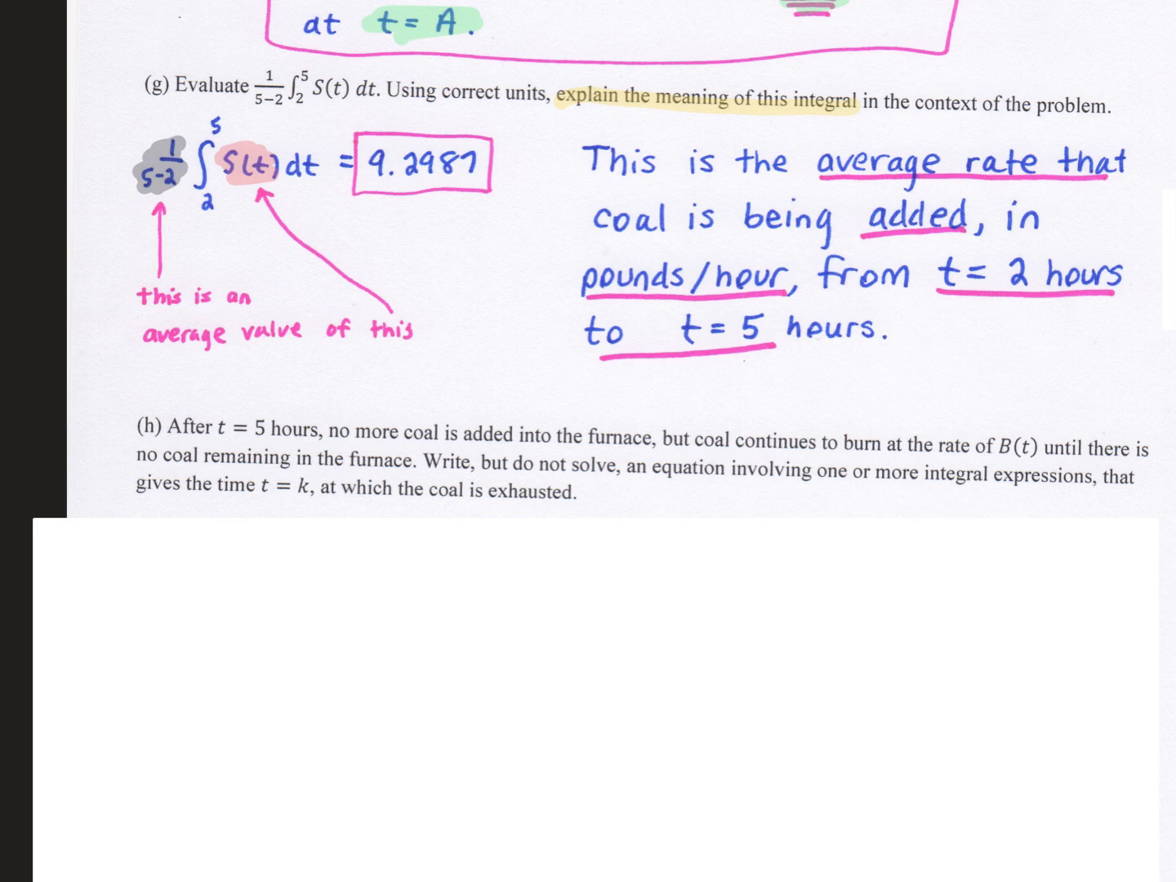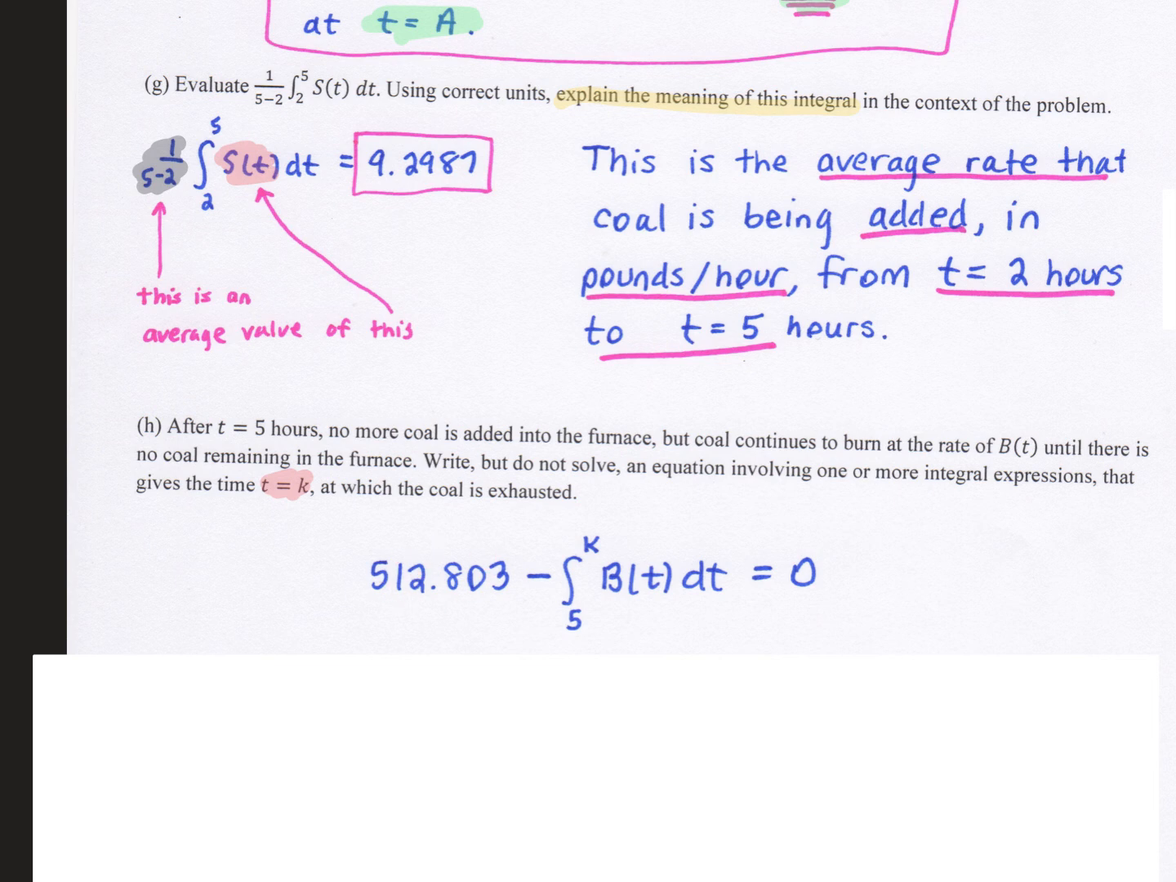My last part here in H says that after 5 hours, no more coal is being added, but continues to burn. Write but do not solve an equation involving one or more integrals that gives the time t equals k where the coal is all gone. In this problem, we're using our times as the limits of our integrals, so that k is going to appear as a limit. And just my thought process behind this, I'm going to start with however much coal I had at t equals 5 hours, and then I'm just going to keep that removal rate going from 5 until k until I hit 0. So here is my amount at t equals 5.